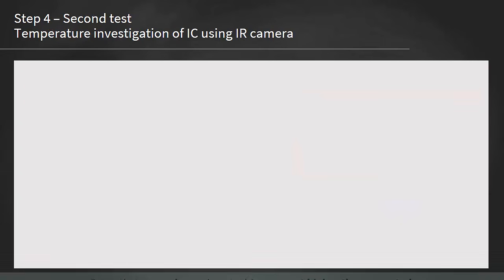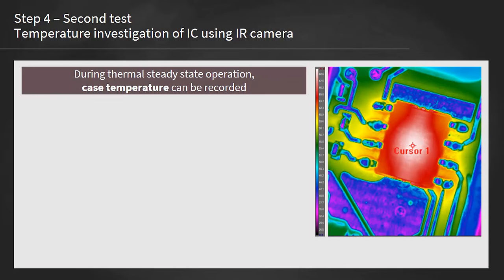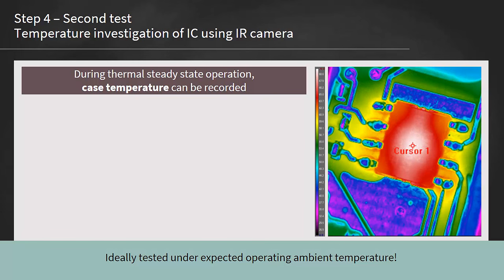The next step is to prove that the power losses in the gate driver are not higher than expected and that the junction temperature is kept within the absolute maximum limits. The case temperature can be measured during thermal steady-state operation in order to ensure that the chip reaches its operating temperature. Note that this should ideally be tested under expected operating ambient temperature.